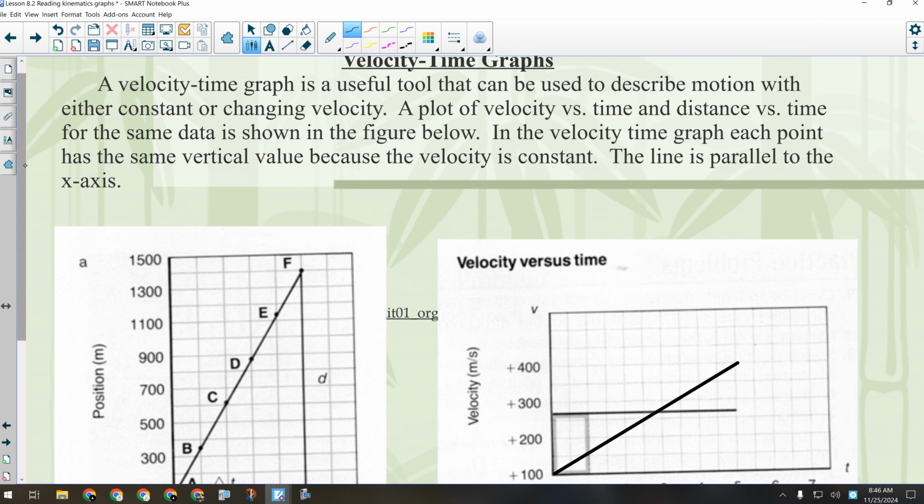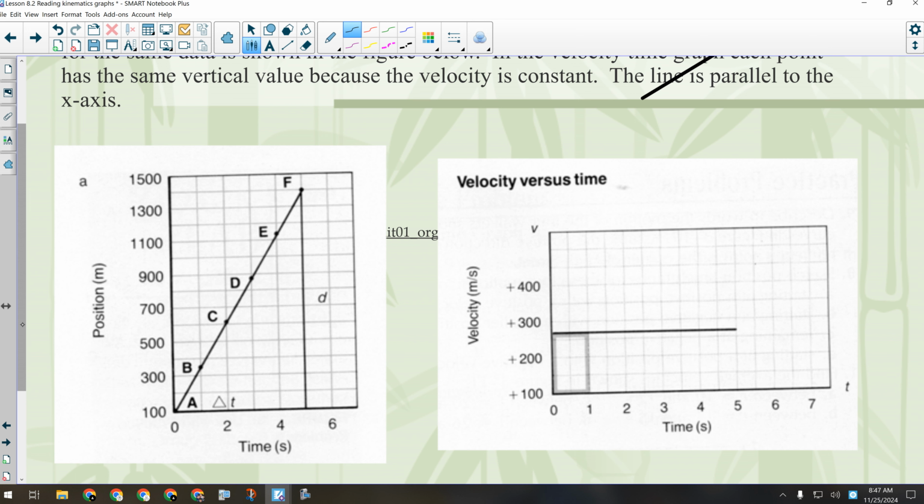Okay, so a velocity versus time graph helps us to describe whether the velocity of the object is constant, a horizontal line, or the velocity of the object is changing, that would be a diagonal line. Now, I'm going to move this diagonal line out of the way. This is a position versus time graph here on the left. What is that object doing?